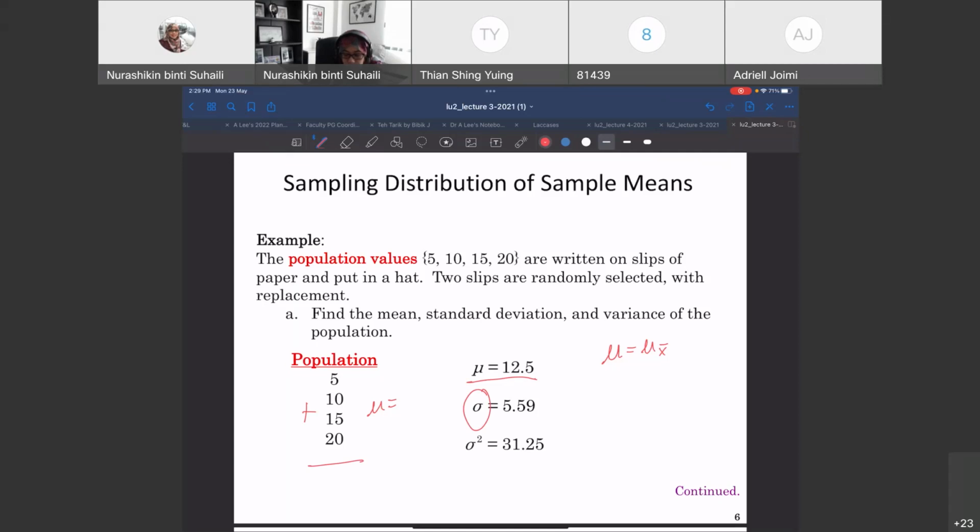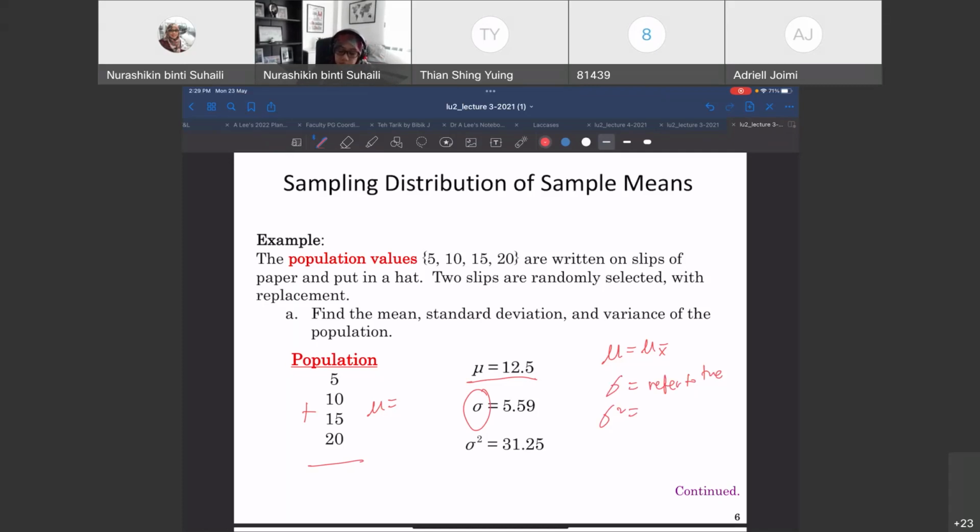Standard deviation. I think we have the formula for standard deviation in the first LU. I think you refer to the formula in LU2, in the early LUs. There is a formula for that.